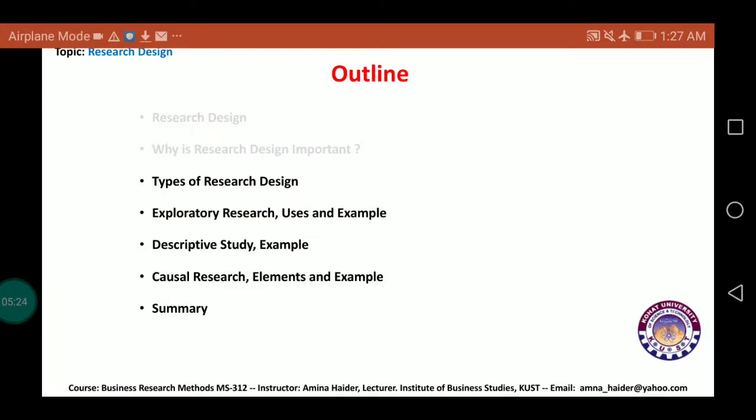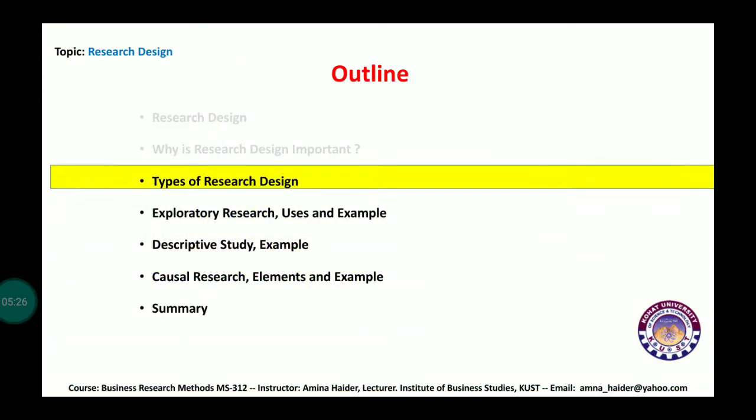The next topic is types of research design. Research designs are classified into three categories, that is exploratory research, descriptive study, and causal research. The choice of the most appropriate research design depends upon how much we already know about the problem and also about the research objectives.